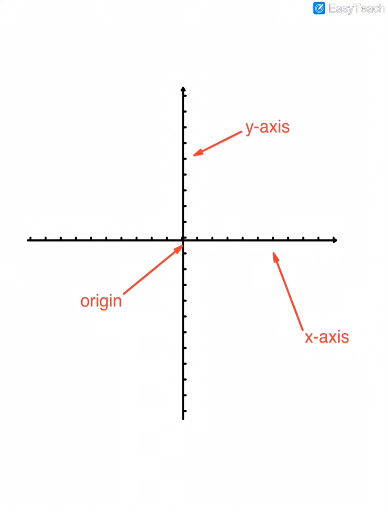And the Cartesian coordinate system is broken up into 4 parts, which are called quadrants. And the quadrants are numbered using Roman numerals. And we start in the upper right-hand corner with quadrant 1. And then we go counterclockwise. This is quadrant 2, quadrant 3, and quadrant 4.